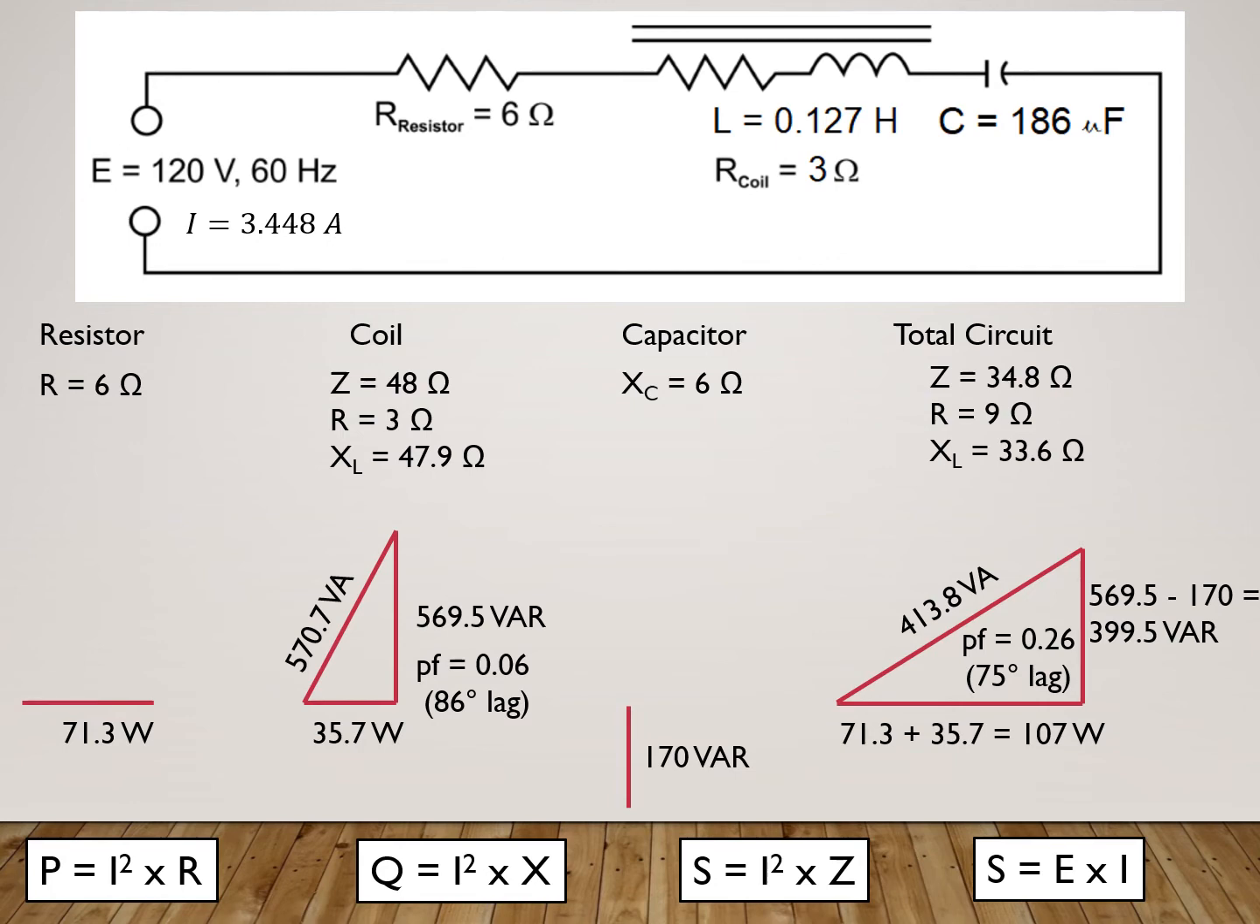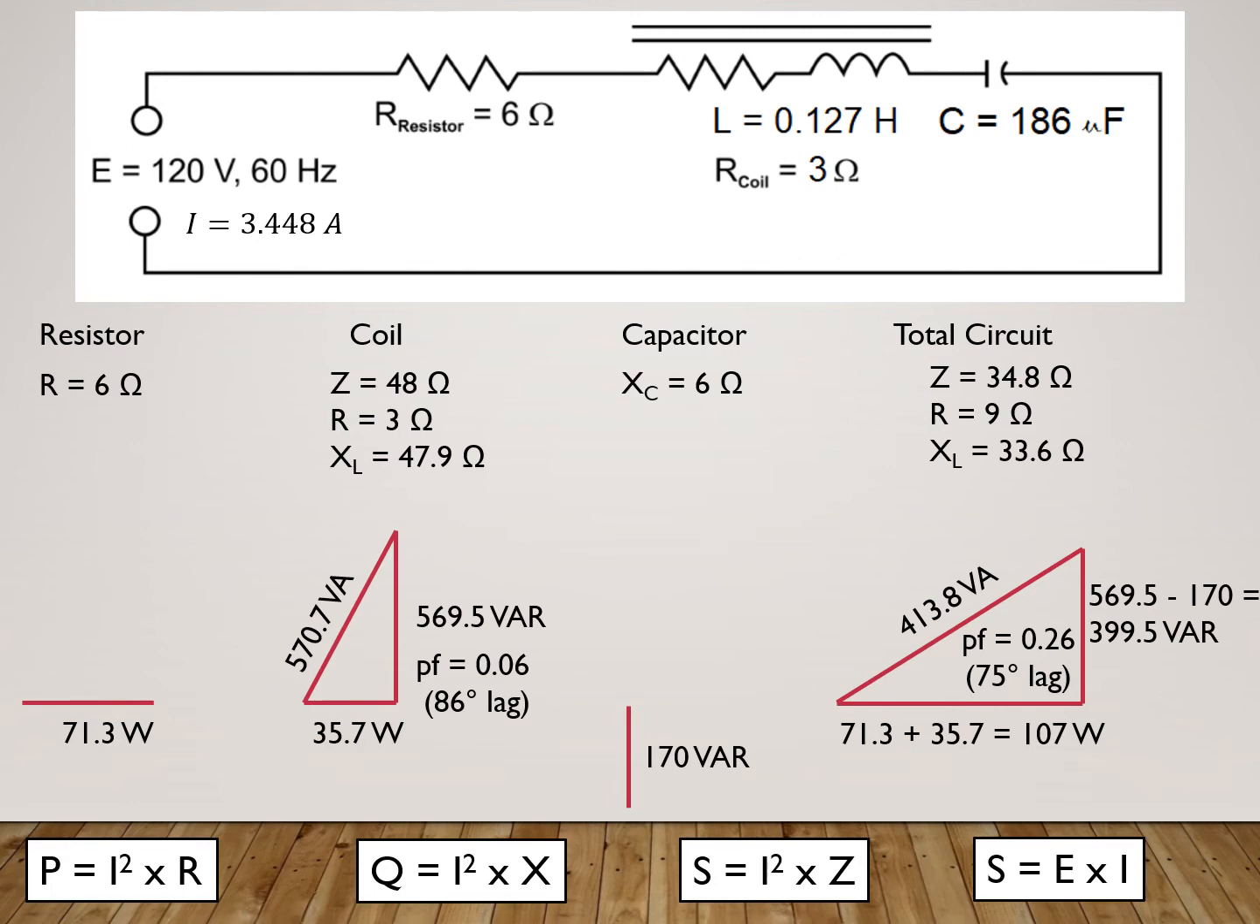And for my circuit total, I have a power factor of 0.26, which gives me a 75-degree lag, which tells me that my capacitor has offset that value by approximately 11 degrees. Now my circuit is complete. I know all the values for it.